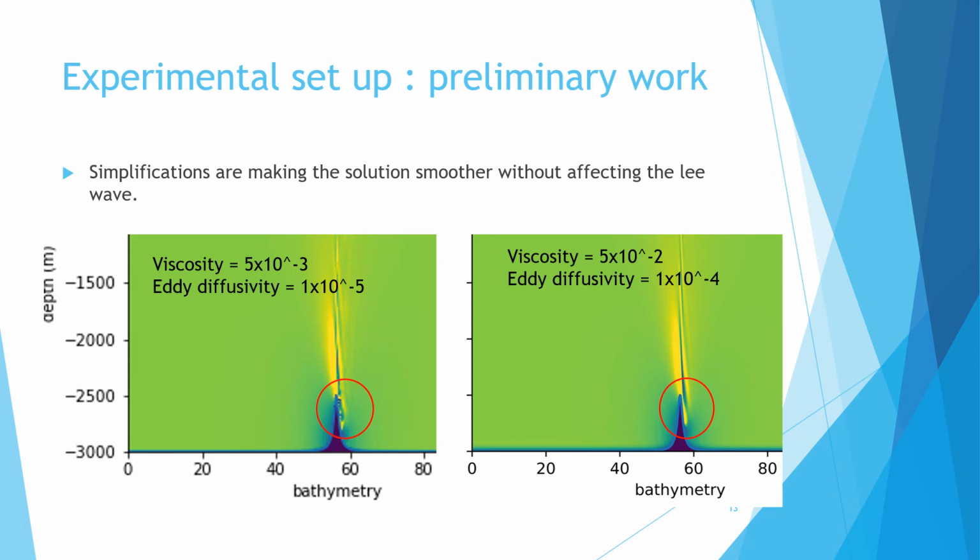Another simplification that is worth mentioning is that we have higher viscosity. So this is the graph from the same simulation but run with different viscosity. And we can see that even if it's higher and even if it's not the same as you would see in the ocean, we can get rid of some small-scale phenomena that the model is trying to resolve. And we are not really interested in these ones. So it is making the solution smoother without really affecting the Lee wave.